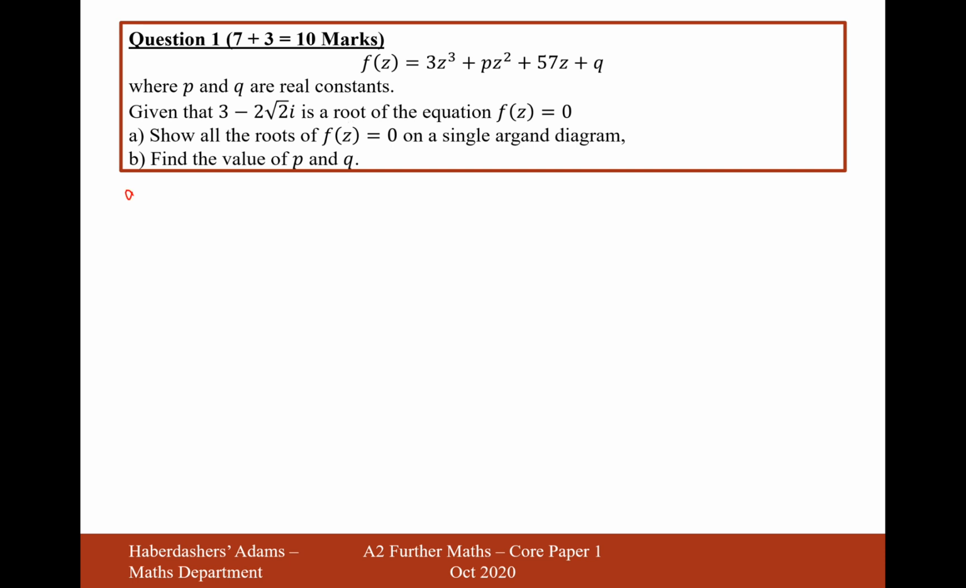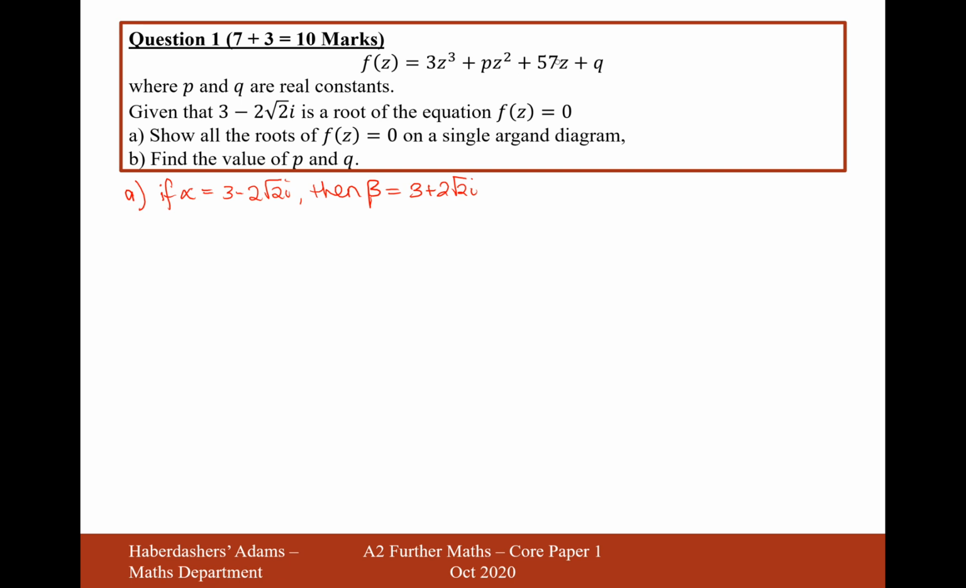Now we know the second root immediately because it's just the complex conjugate of it, because when we have real coefficients, a polynomial that's equal to 0 will have complex conjugate paired roots. So therefore if alpha equals 3 − 2√2i, then beta equals 3 + 2√2i.